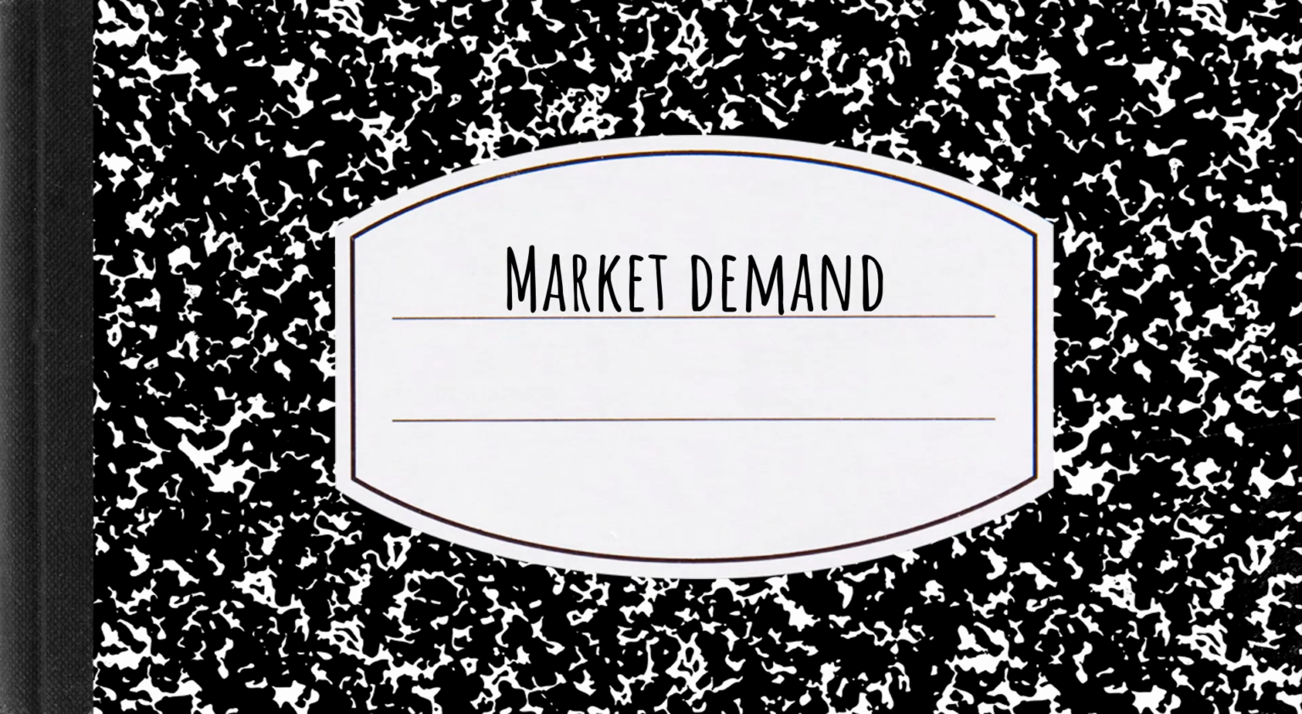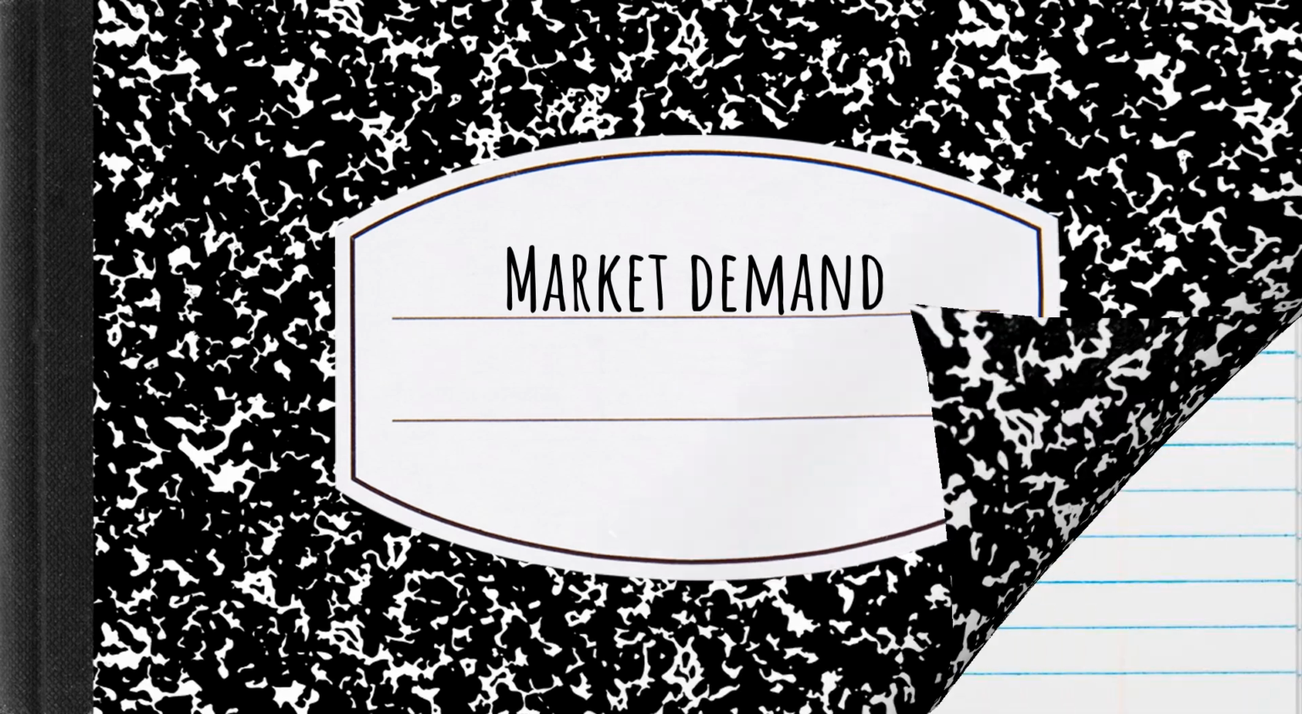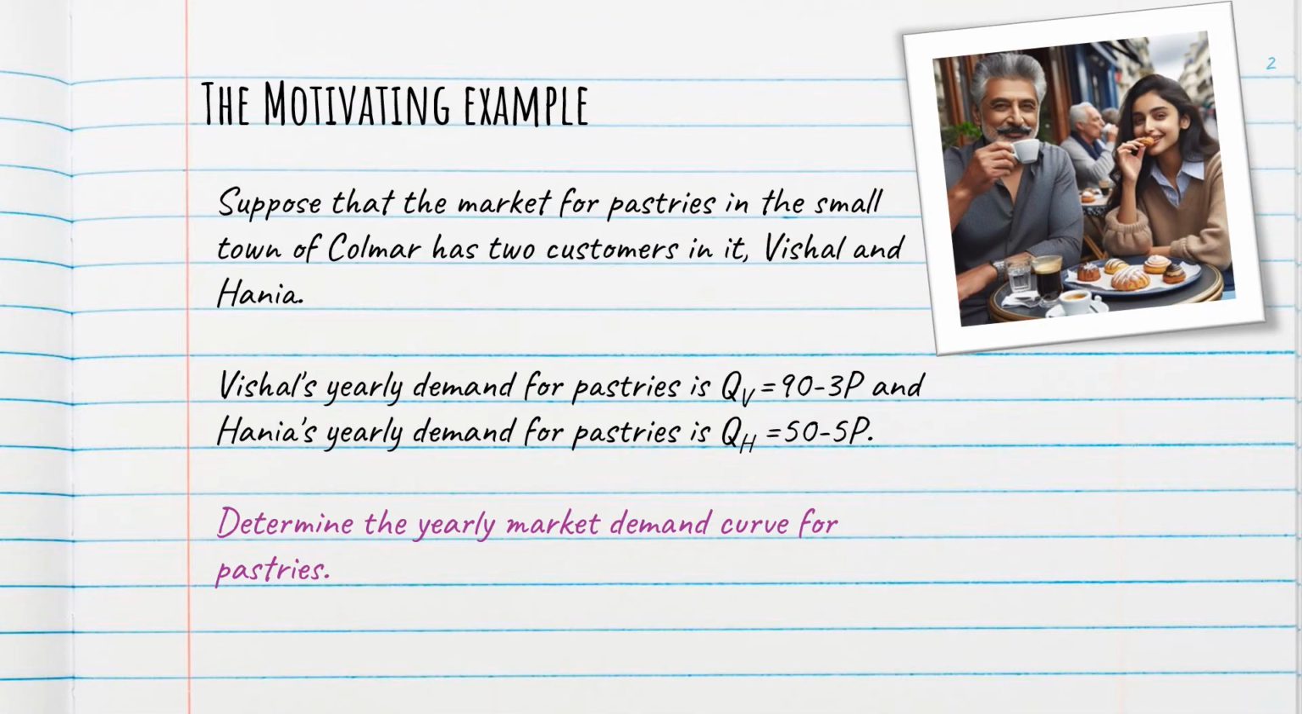In this short video, we're going to learn how to compute the market demand. So let's suppose that the market for pastries in the small town of Colmar has two customers in it, Vishal and Hanya. Vishal's yearly demand for pastries is given by 90 minus 3p, and Hanya's yearly demand is 50 minus 5p. Our goal is to find the yearly market demand curve for pastries.